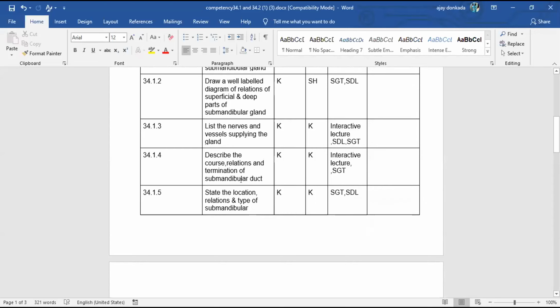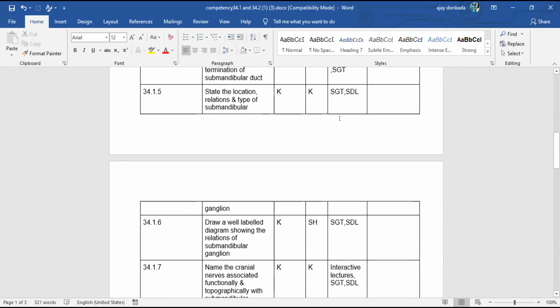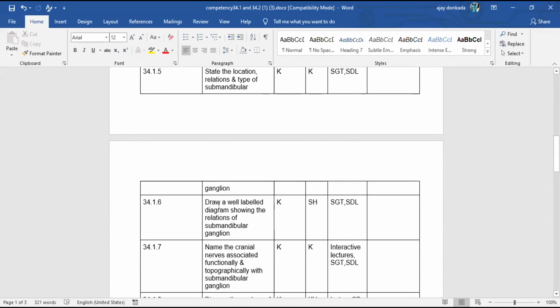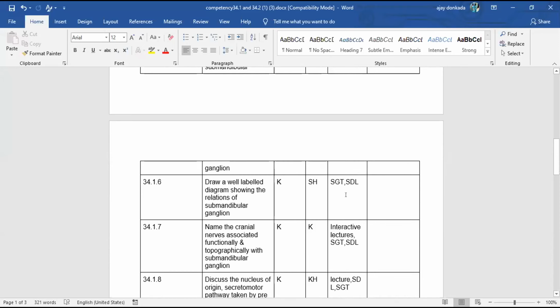a small group teaching. And the fifth SLO, state the location, relations, and type of submandibular ganglion. The domain and level would be K, and the teaching learning methods is small group teaching or a self-directed learning. Coming to the sixth SLO, draw a well-labeled diagram showing the relations of submandibular ganglion. Domain is K and the proficiency level is SH, shows how. And the teaching learning methods would be small group teaching or a self-directed learning.